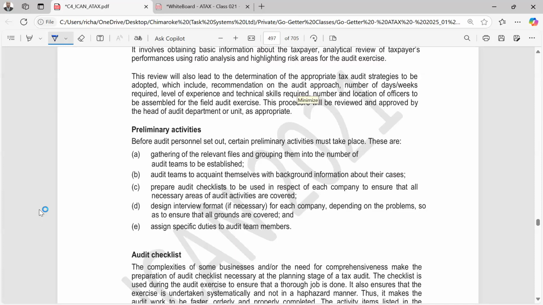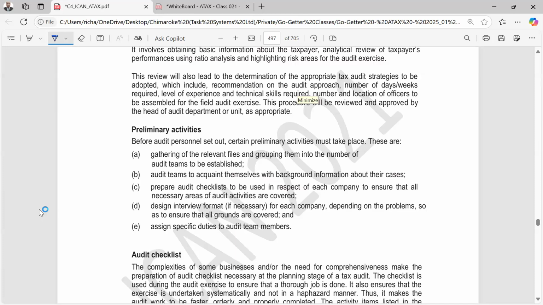Then, when they do that, they will prepare audit checklists that will be used to ensure that every aspect of the audit is being carried out. So as they are doing it, they are ticking the boxes, because they are using it as a form of check.